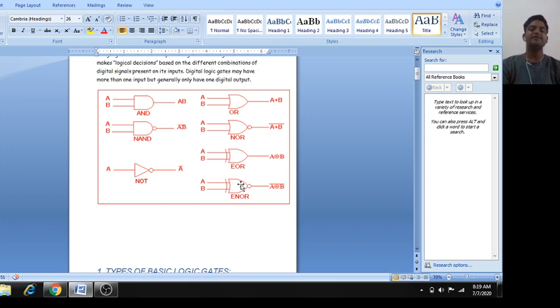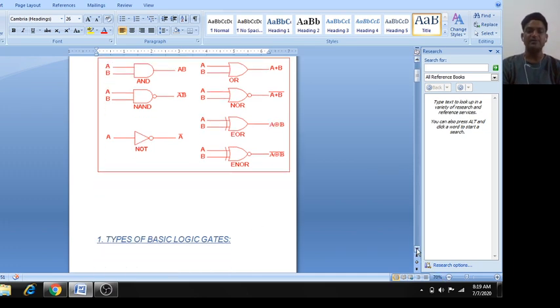In all these gates, except NOT, all have two inputs or more than two inputs, but only one output. In the case of the NOT gate, there is only one input and one output. Now we will see each gate one by one.